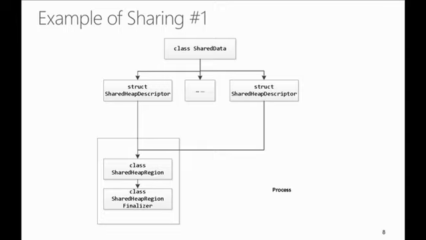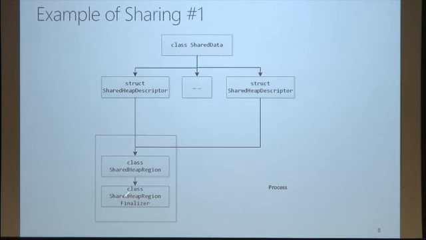How do you share a shared data? This is the first example of sharing. I only have a single handle to the kernel. I only have a single region wrapping the handle. But I can actually have multiple descriptors wrapping the same handle. So why is this picture interesting?